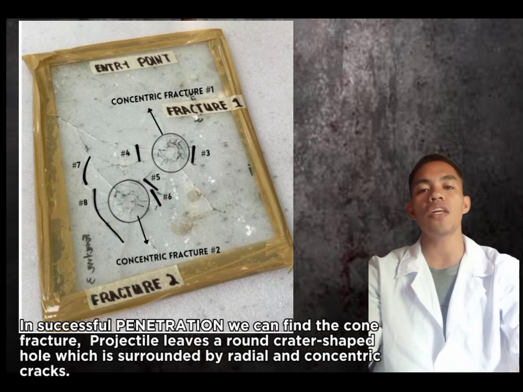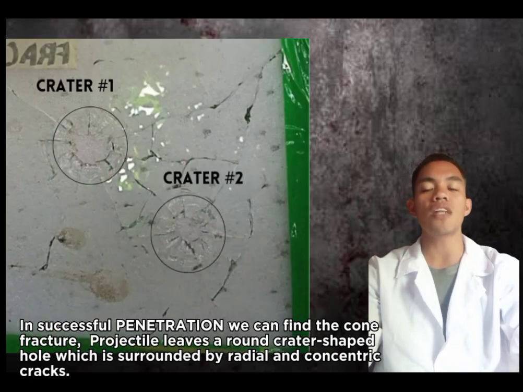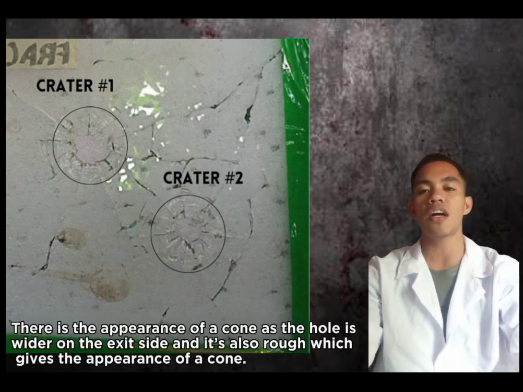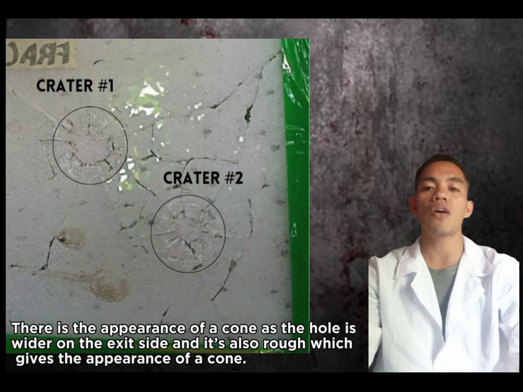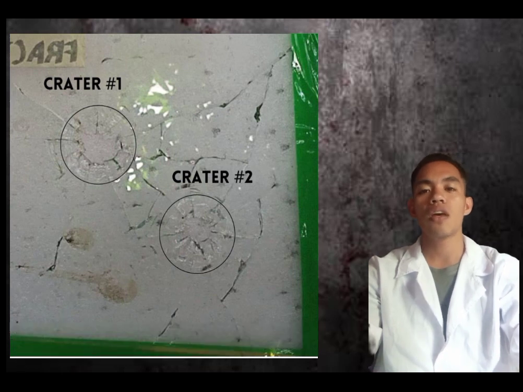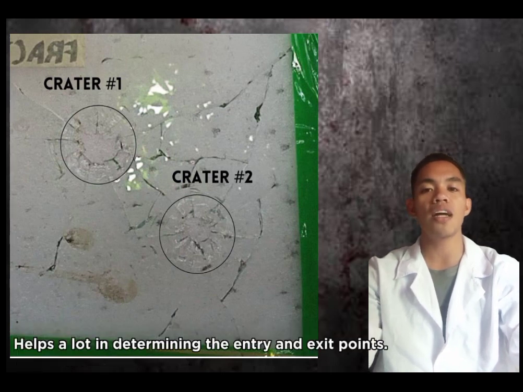In successful penetration, we can find the cone fracture. The projectile leaves a round crater-shaped hole which is surrounded by radial and concentric cracks. There is the appearance of a cone as the hole is wider on the exit side, and it's also rough, which gives the appearance of a cone. And we can conclude whether there was an exchange of firing, or if the bullet came out of the car or inside the car. It helps a lot in determining the entry and exit points.